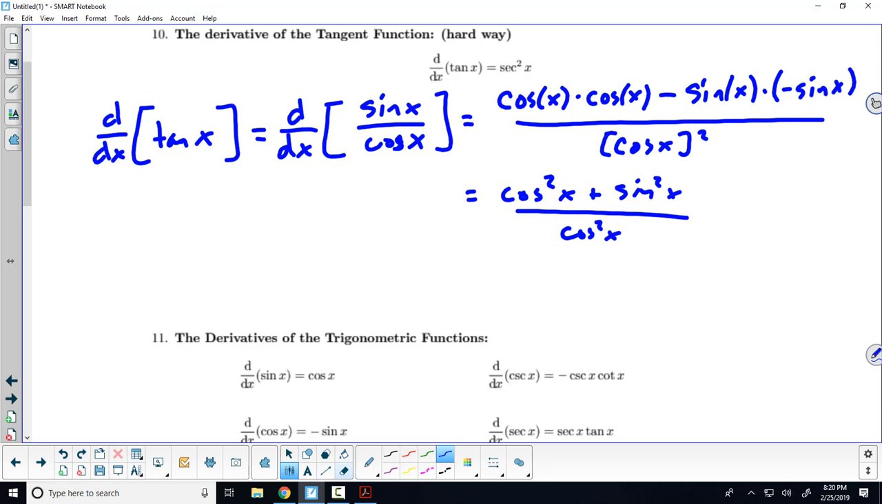I see. Right. This gives me 1 over the cosine squared of x, right? Because it's just the Pythagorean theorem. What is cosine squared plus sine squared? Yeah, it's 1. I think I'm okay because of these two negatives. What is 1 over the cosine squared? It's the secant squared of x. So the derivative of the tangent is the secant squared of x.